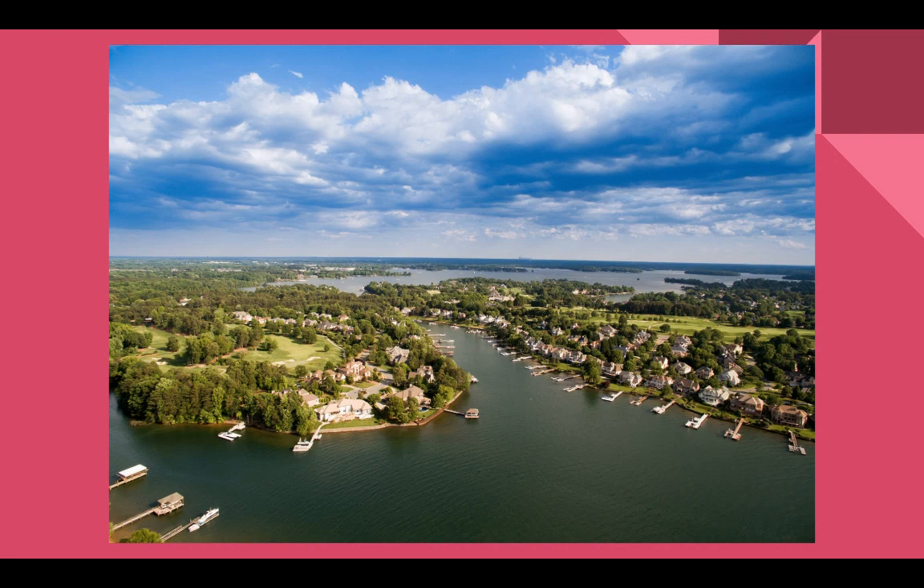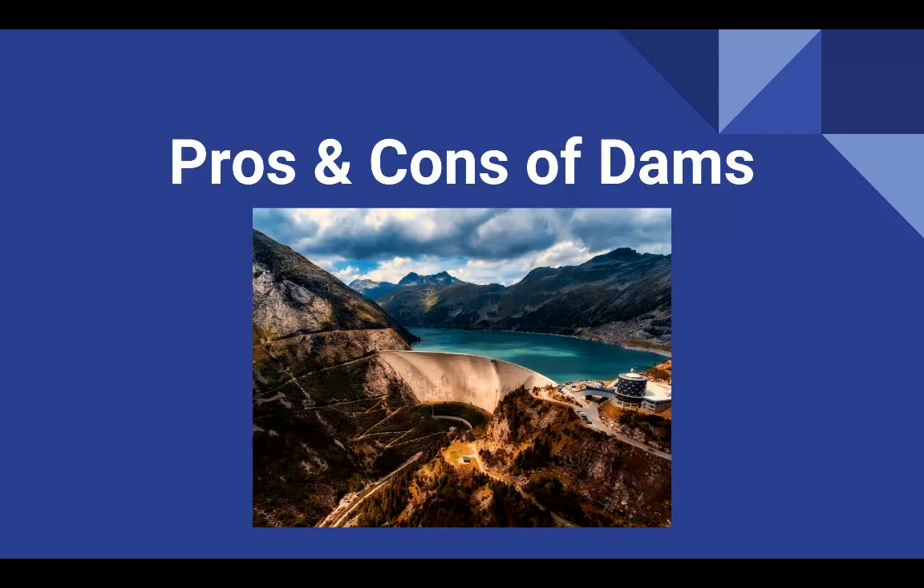Here's just north of Charlotte, North Carolina. It's called Lake Norman. It's a pretty decent sized lake, but again, you can see all those homes along the lake. Imagine, again, that water is being held back by a dam. Those homes wouldn't be nearly as expensive as they are if they were in their natural environment where it would just be rolling hills. So again, there's good things, there's bad things.